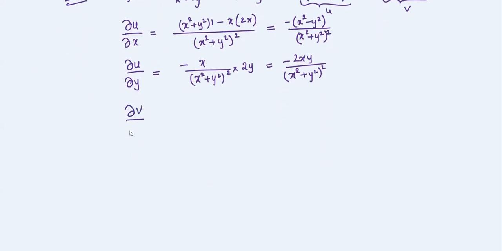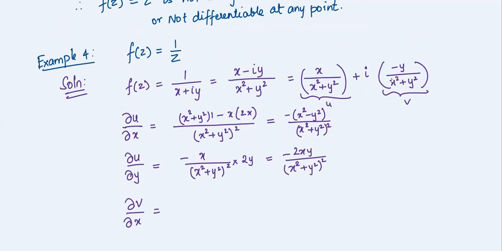Now dou v by dou x, let us take first. Now v is minus y upon x square plus y square. So with respect to x, y is treated as constant. So you get plus y upon x square plus y square the whole square times 2x. So which is 2xy upon x square plus y square the whole square.